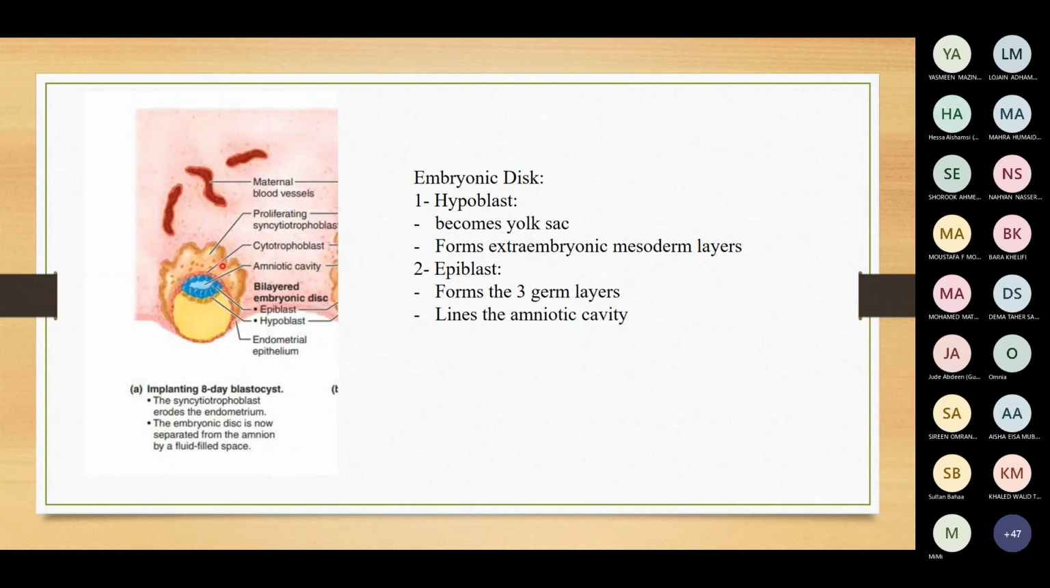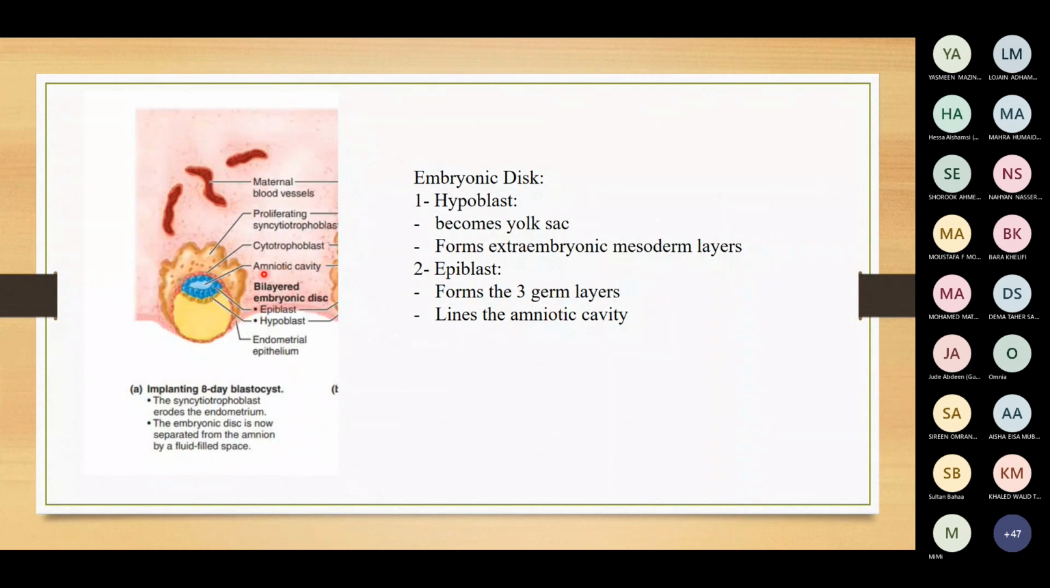Now, the embryoblasts, the ones on the inside, are going to divide into two layers. One is called the hypoblast and one is called the epiblast, okay? These are the two layers, and when these two have formed, we call this an embryonic disc. I put these here so that you know what they develop into. The hypoblast is going to form the yolk sac later on and the extra-embryonic mesoderm. And the epiblast is going to form the germ layers and its lining.